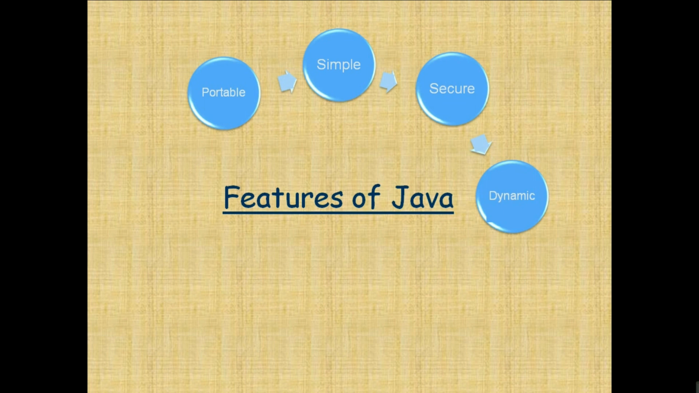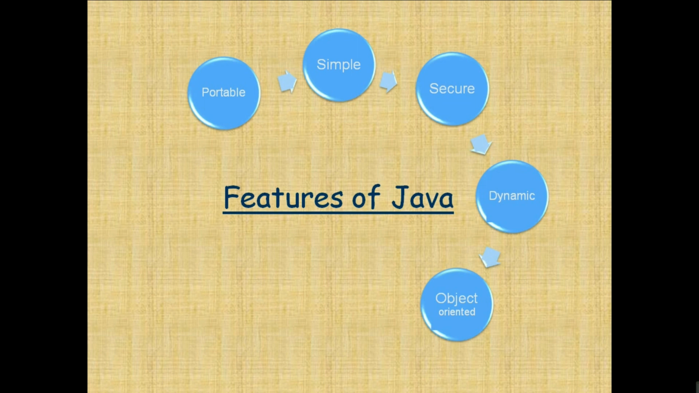Allocating memory space dynamically to the application, we use an operator called new. This new operator is known as the dynamic memory allocation operator. Because of this, Java is dynamic. The next feature is object-oriented.